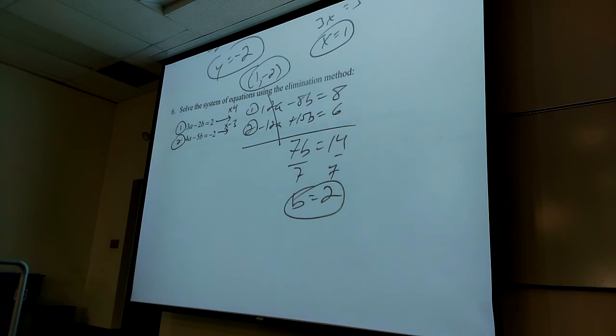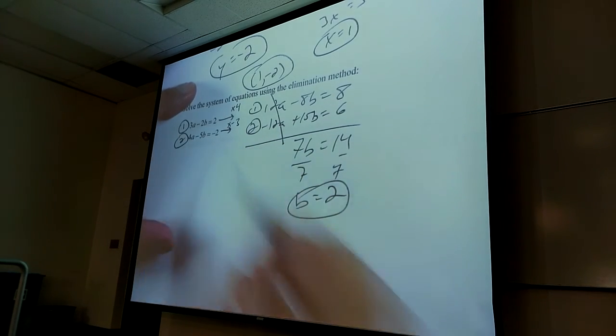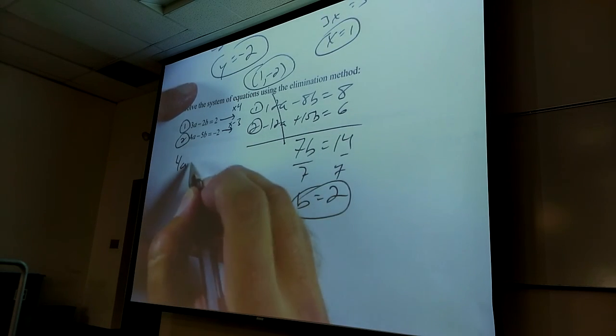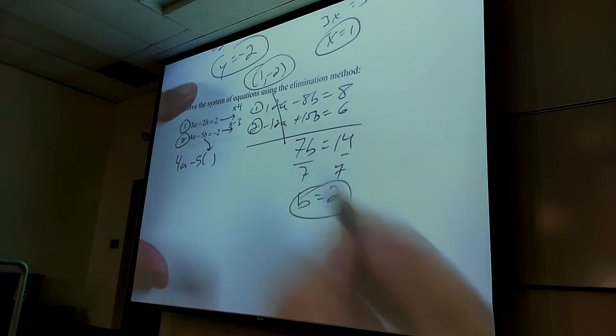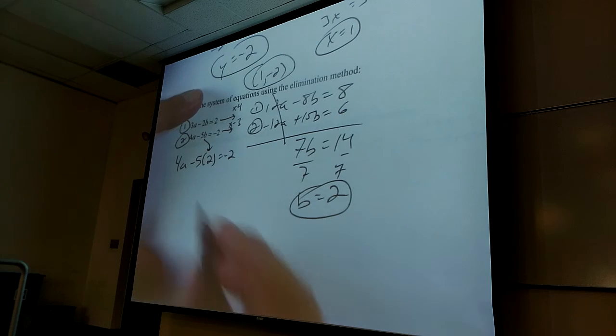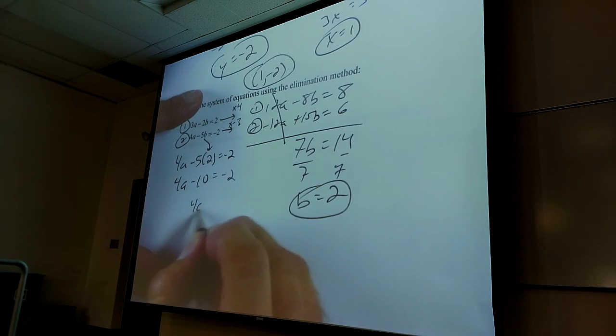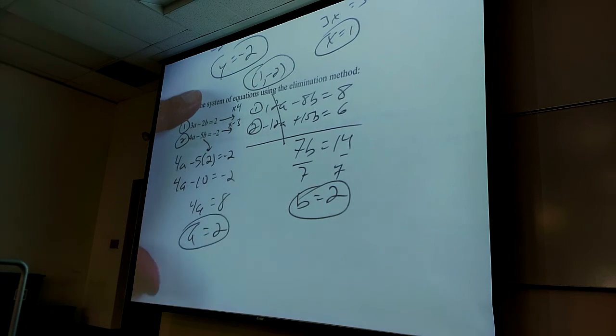And once you have one letter, plug it back in to get the other letter. I'm just going to use this one here just because I can get to it easier. 4a minus 5 times 2 is negative 2. 4a minus 10. A is 2.